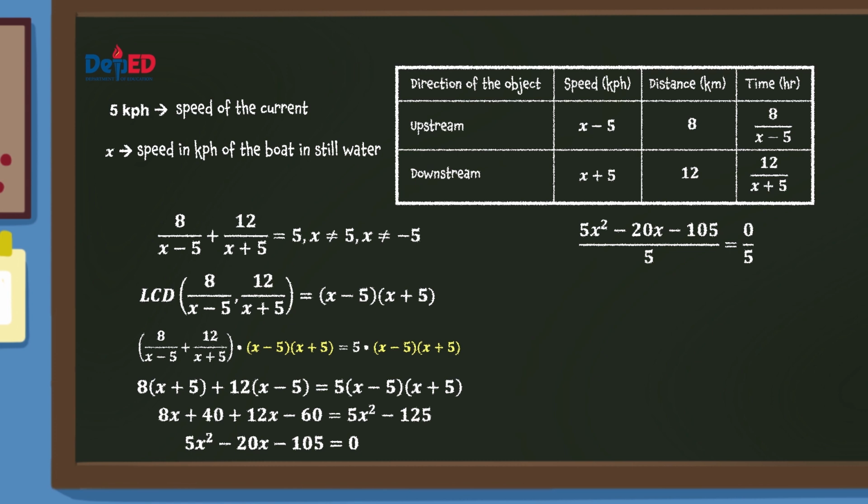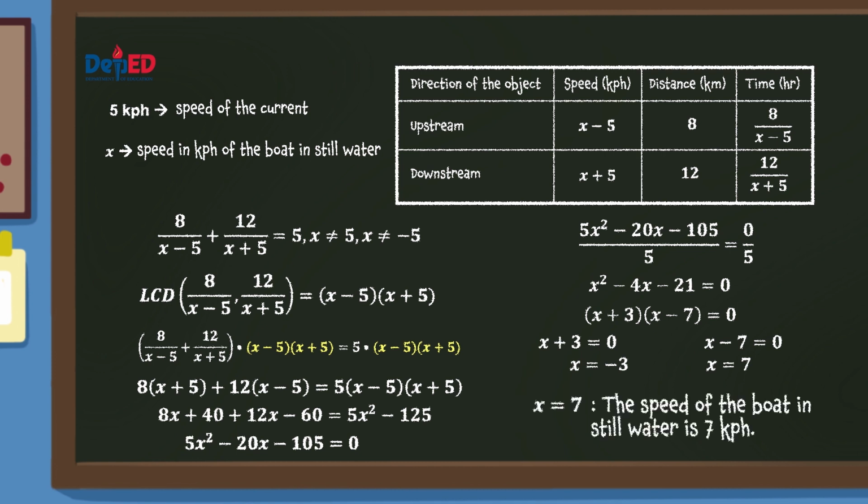Dividing both sides of the equation by 5, we can reduce the coefficients so that the equation is now expressed as x squared minus 4x minus 21 equals 0. Expressing the trinomial in factored form, the equation can be written as binomial x plus 3 times binomial x minus 7 equals 0. And equating each factor to 0, we should get that x is equal to negative 3 and to 7. Recall that x represents the speed of the boat in still water. X must not be negative, hence x equals 7. The speed of the boat in still water is 7 kilometers per hour.